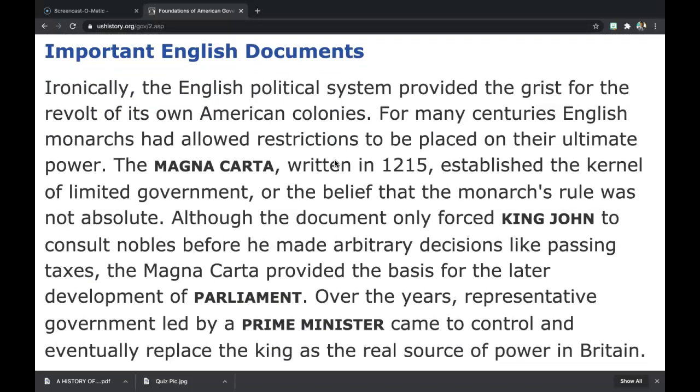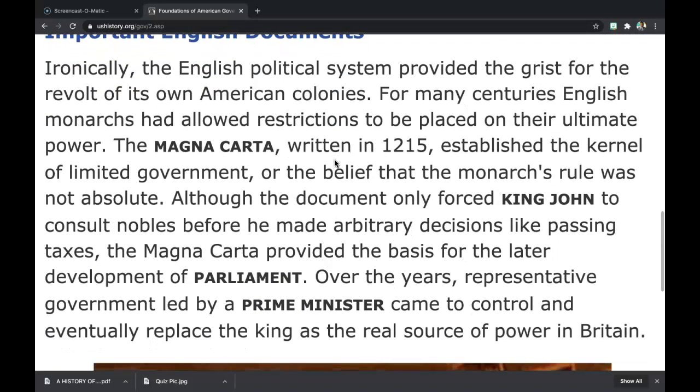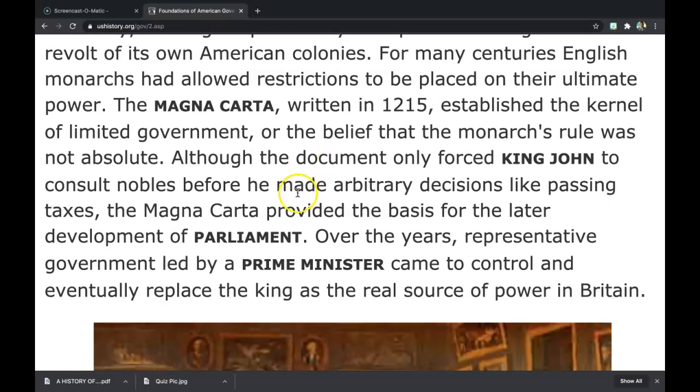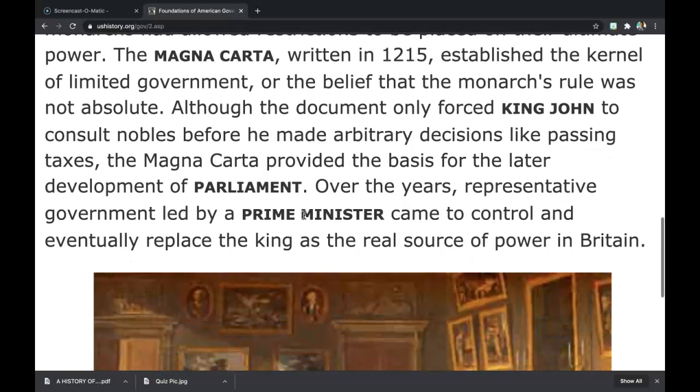Important English documents. Ironically, the English political system provided the grounds for the revolt of its own American colonies. For many centuries, English monarchs had allowed restrictions to be placed on their ultimate power. The Magna Carta, written in 1215, established the kernel of limited government, or the belief that the monarch's rule was not absolute. Although the document only forced King John to consult nobles before he made arbitrary decisions like passing taxes, the Magna Carta provided the basis for later development of Parliament.